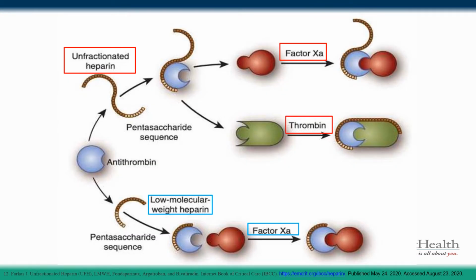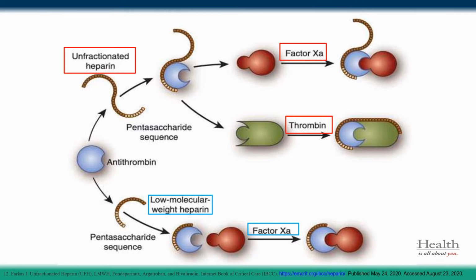Here I have an image of the two types of heparin with antithrombin. So on top, we have unfractionated heparin binding onto the antithrombin, where it can then bind onto factor 10A or thrombin. On the bottom half of the image, we can see that low molecular weight heparin binds onto antithrombin and binds mostly to factor 10A. This is due to the fact that unfractionated heparin is longer, so it can bind onto thrombin and hold onto it.